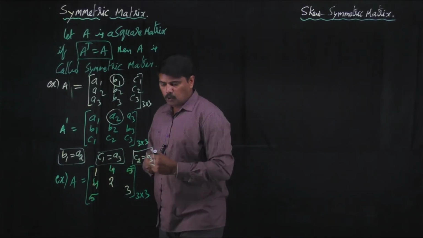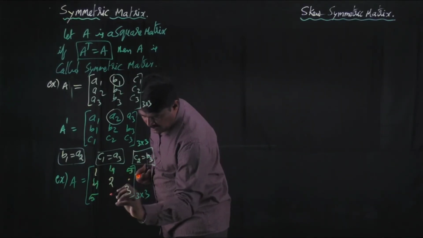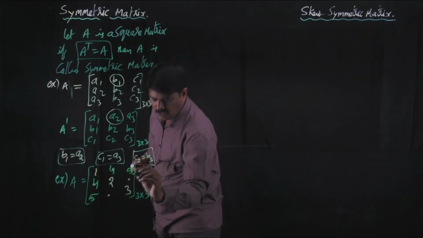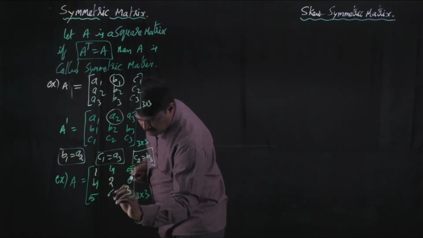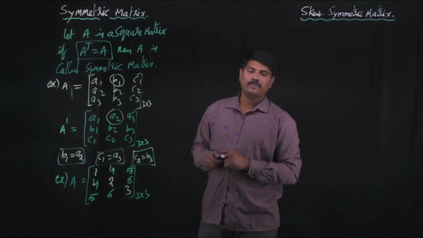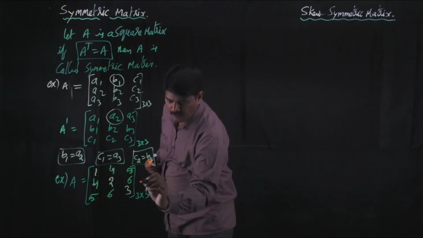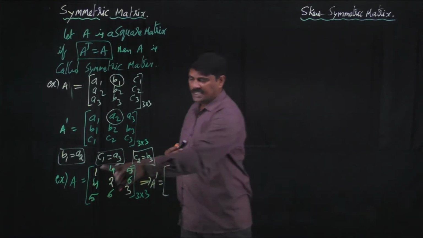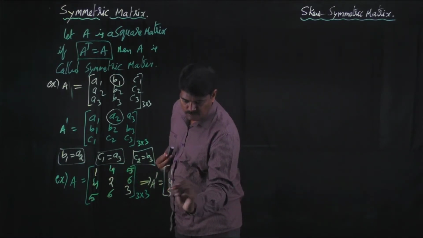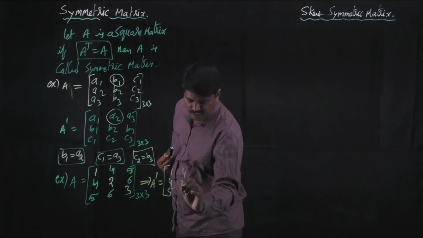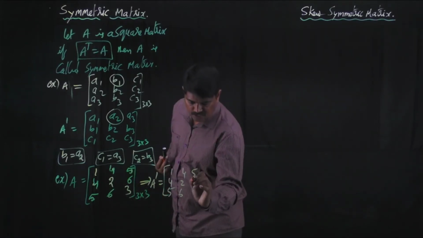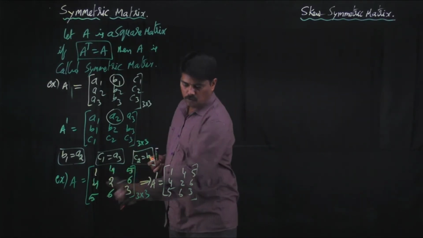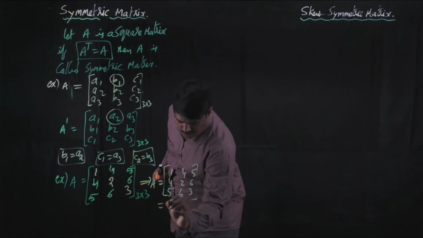And about the remaining two positions, the second row third element and the third row second element, these two have to be equal even after transpose. That's why if you take 6 here, 6 has to be there. For such a matrix, you can observe its transpose. Transposing, the first row becomes the first column 1 4 5, 4 2 6 becomes the second column, and 5 6 3 is the third column. You can observe 1 4 5, 4 2 6, 5 6 3. This is nothing but A.